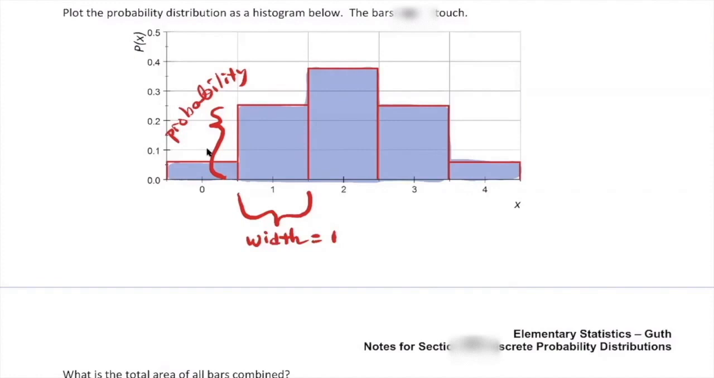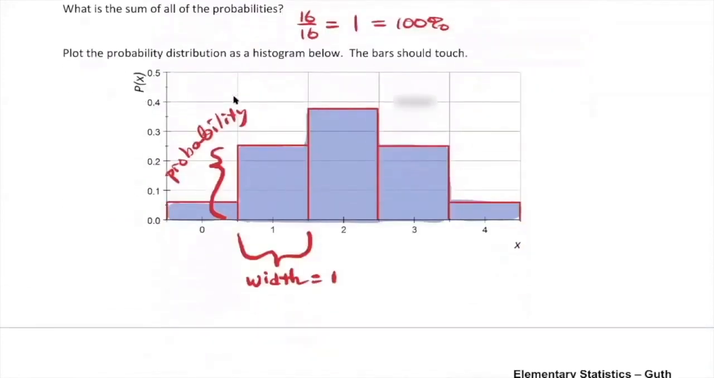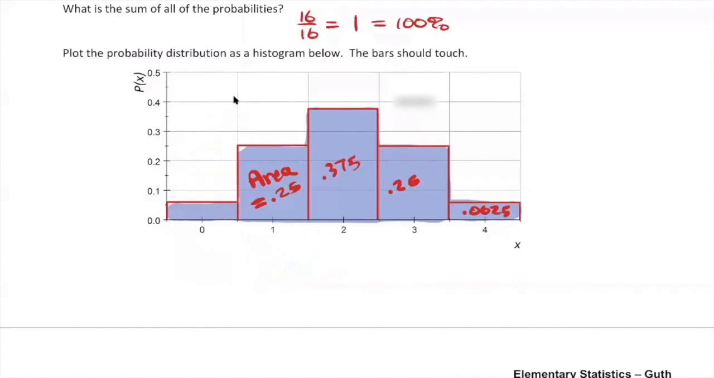So for 1 head, the probability is, what do we say up here? For 1 head, it's 0.25, but that's also the area of the bar. The area here is 0.25. The area is the probability. Okay, so the next bar has an area of 0.375. The next one's 0.25. The last one's 0.0625. That's the base times the height. And the height is the probability. Okay, the first bar is also 0.0625.